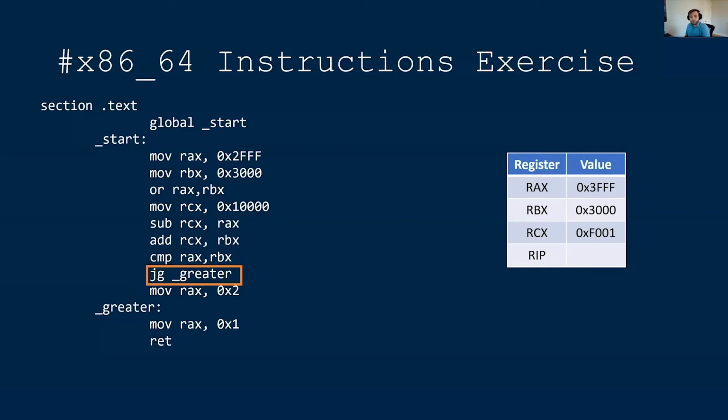The comparison instruction runs, and then it sets the appropriate flags, and now jump greater than runs. Because the value in RAX is greater, we jump to this label. So RIP now points to the greater than label, as opposed to this other instruction. Then we move 1 into RAX, and then we return.